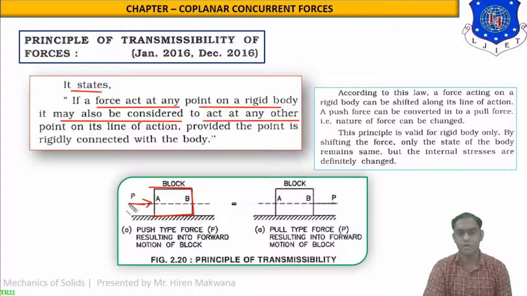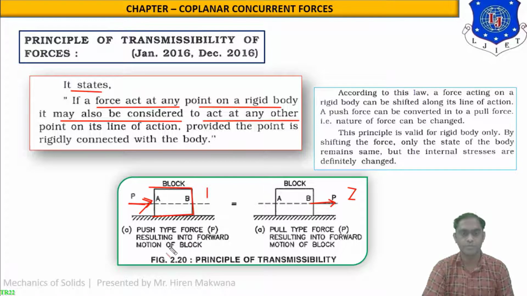So it means this force P is acting at point A, but you can consider that it is also acting at point B, because the direction of the force will remain the same, right side. So in case number 1, the block is going towards the right direction, while in case number 2, the body is again moving in the same direction. So there is no change in effect.